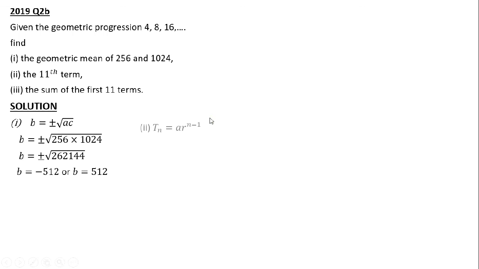The 11th term, the nth term is equal to A r to the power n minus 1. So where there's n, we'll replace 11. And where there's a, we'll replace our 4. Our r is 16 divided by 8, which is a 2. 11 minus 1 will give us a 10. Multiply 2 by itself 10 times, you get 1024. 4 times 1024 will give us 4096.